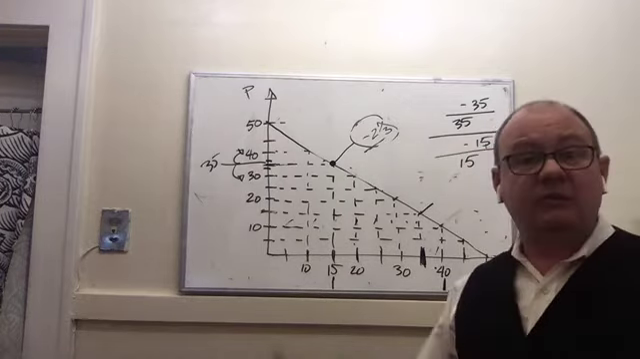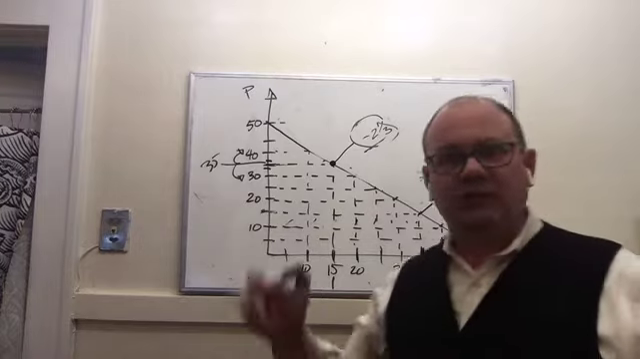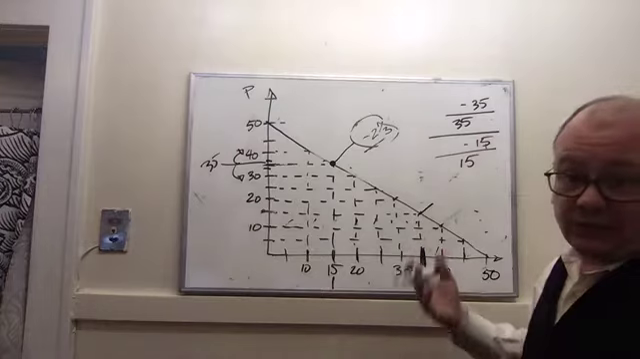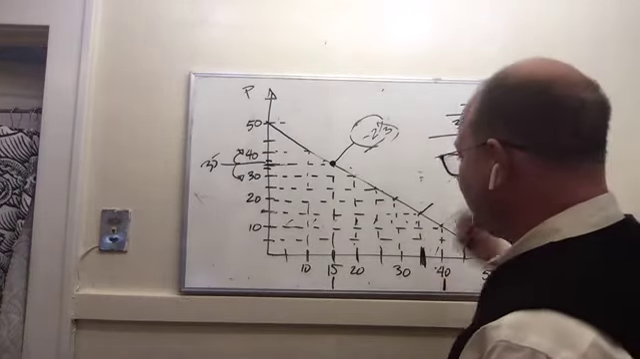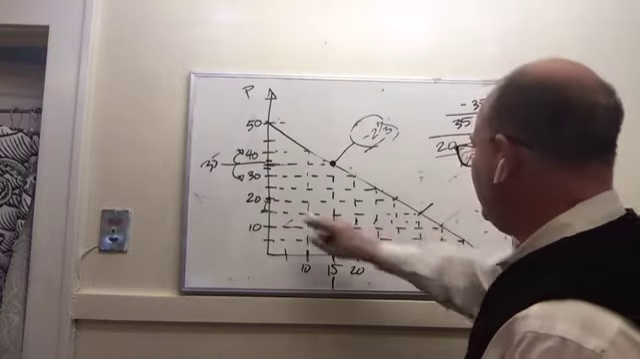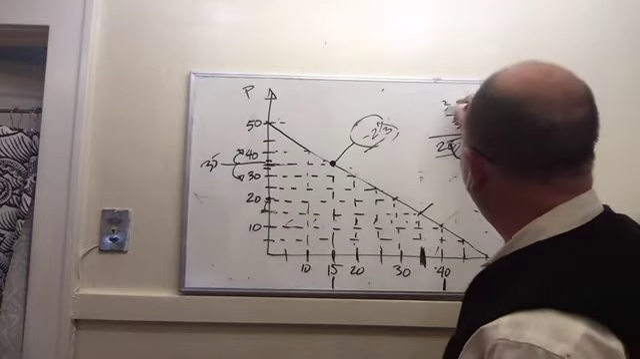And again, if we were in class, we'd have a long discussion about whether we went up or down. Doesn't matter in this case. So let's try going up. We'll go from 15 to 20. So 20 is our new price, and at a price of 20, we have a quantity of 30.